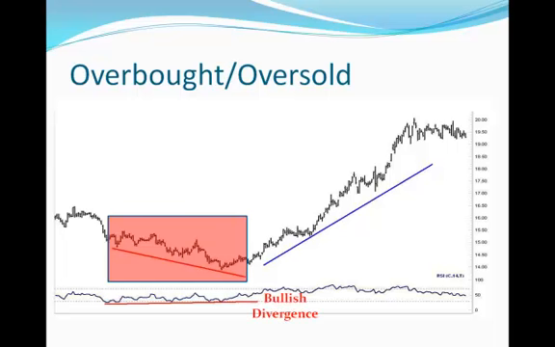Here, a bullish divergence is formed as the RSI is making higher lows while prices are forming lower lows. RSI does not confirm the lower low, and this means strengthening momentum.